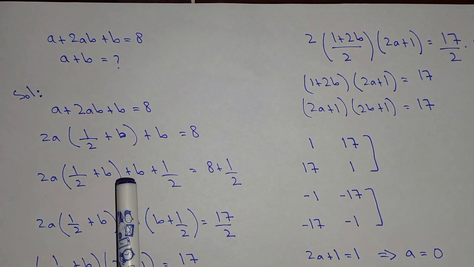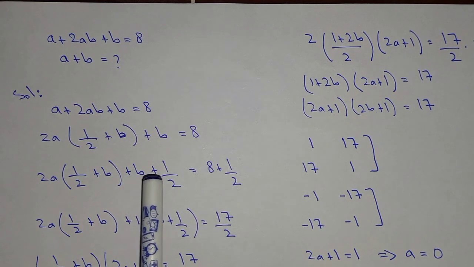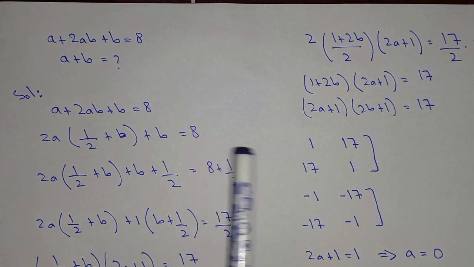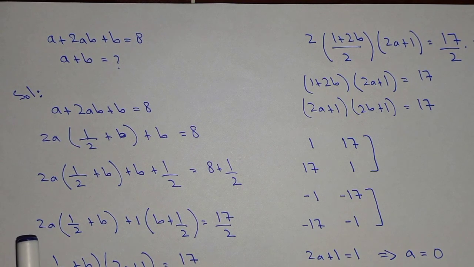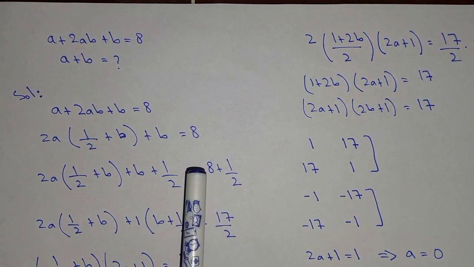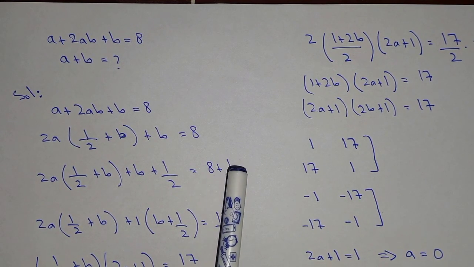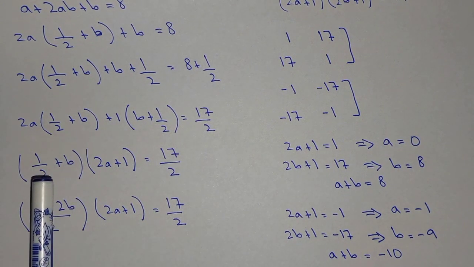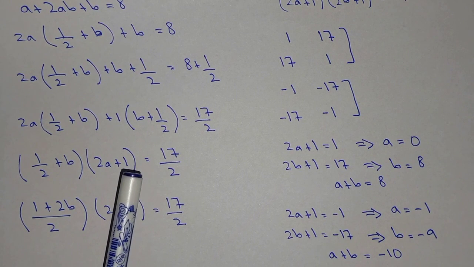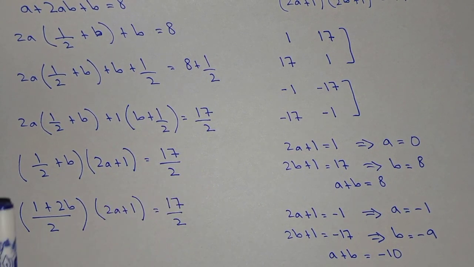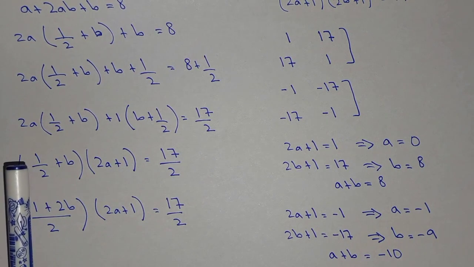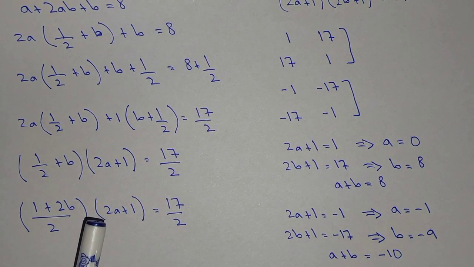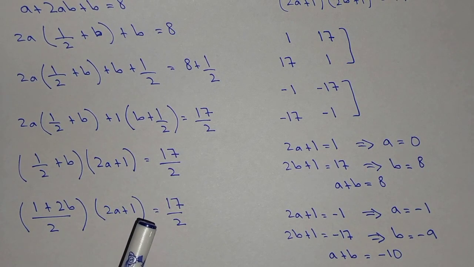So we are adding 1 upon 2 on both sides. So plus half equal to 8 plus half. So 2a into half plus b, plus 1 into b plus half, equal to 17 upon 2, because 8 multiplied by 2 is 16, plus 1, 17 upon 2. Now here we have the two brackets, half plus b and 2a plus 1 equal to 17 over 2. So 2 multiplied by b will be 2b, so 1 plus 2b upon 2, and 2a plus 1 equal to 17 over 2.